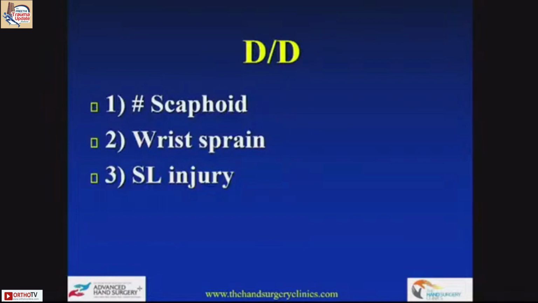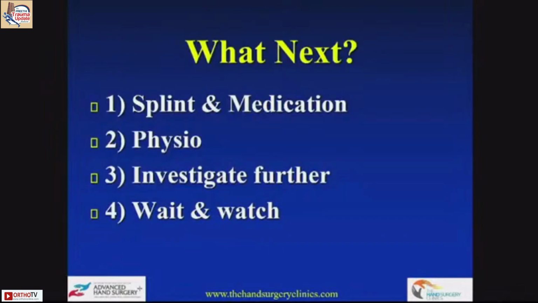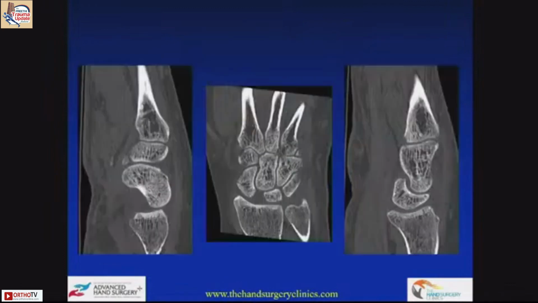So at this time we were entertaining a differential of a scaphoid fracture along with a wrist sprain or scapholunate ligament injury. These were his radiographs. You can see the so-called diastasis at the scapholunate interval along with a DC deformity if you look at it very carefully. So what do you do at this stage? Would you want to splint and put him on medication or therapy, investigate further, or wait and watch? These are the CT scans.